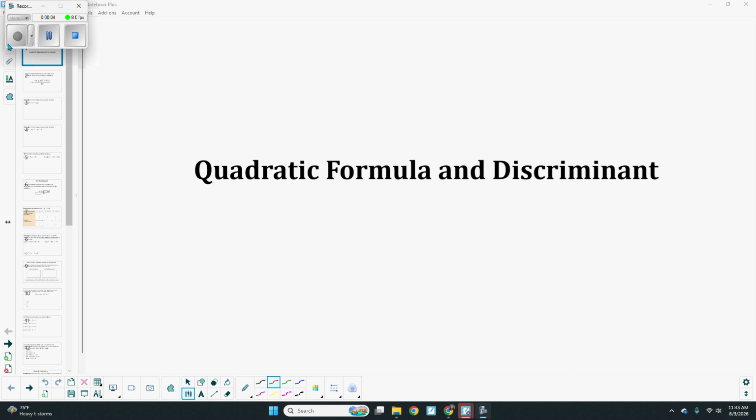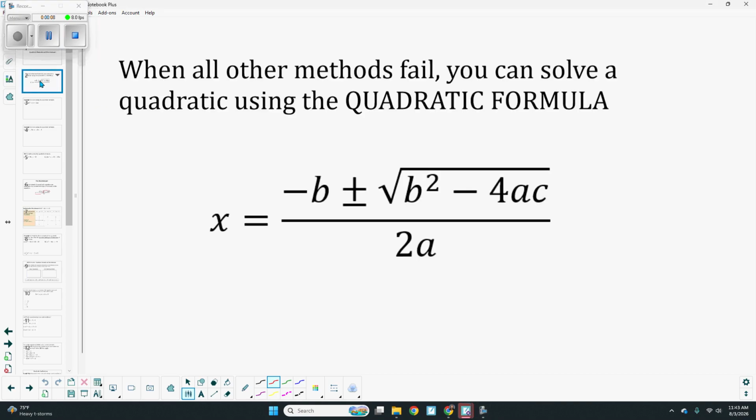We're continuing solving quadratics, and today we're going to solve by the quadratic formula. So when all other methods fail, we can always use the quadratic formula. It's just that we don't like to use it if it's not needed because it takes longer.